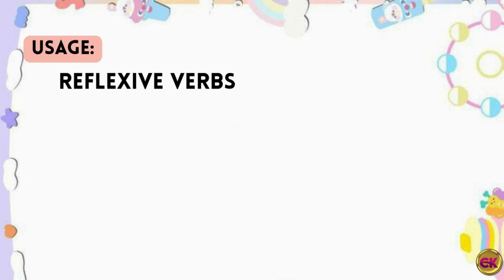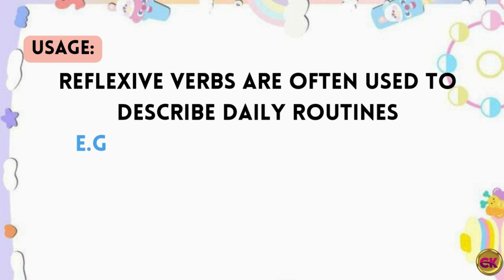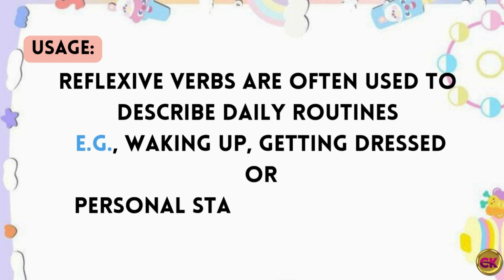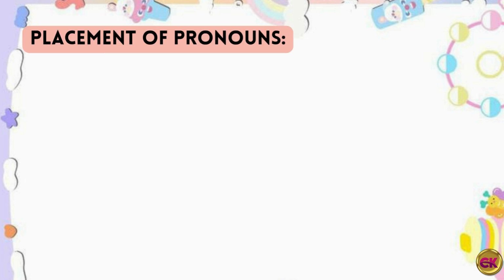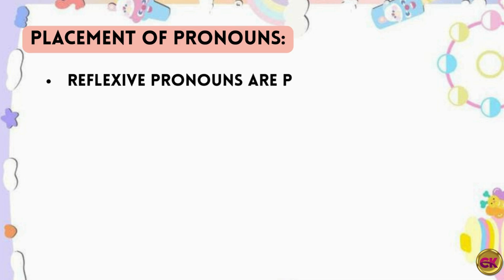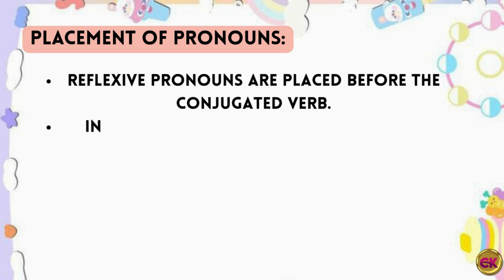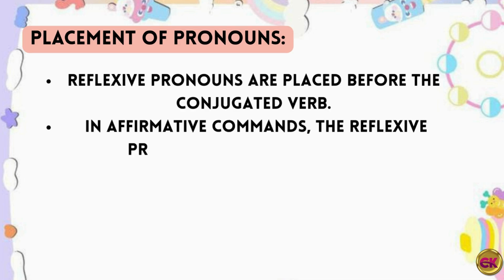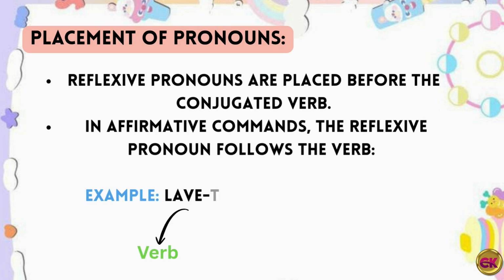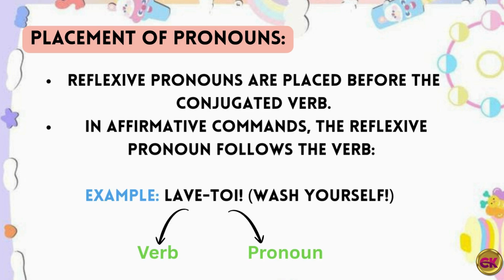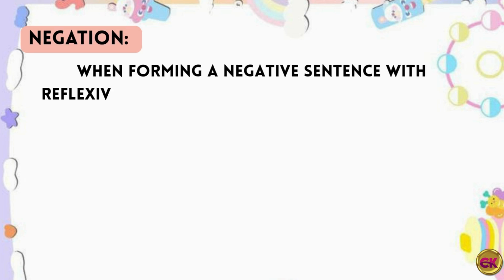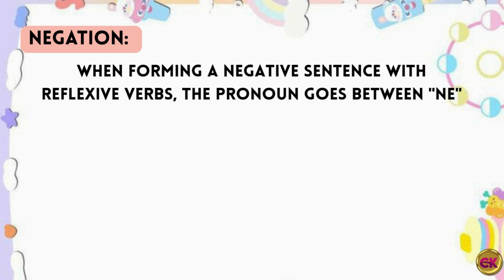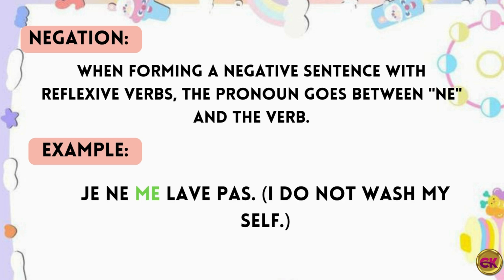Usage. Reflexive verbs are often used to describe daily routines, for example waking up, getting dressed, or personal states and emotions. Placement of pronouns. Reflexive pronouns are placed before the conjugated verb. In affirmative commands, the reflexive pronoun follows the verb. For example, lave-toi. Negation. When forming a negative sentence with reflexive verbs, the pronoun goes between ne and the verb. For example, je ne me lave pas.